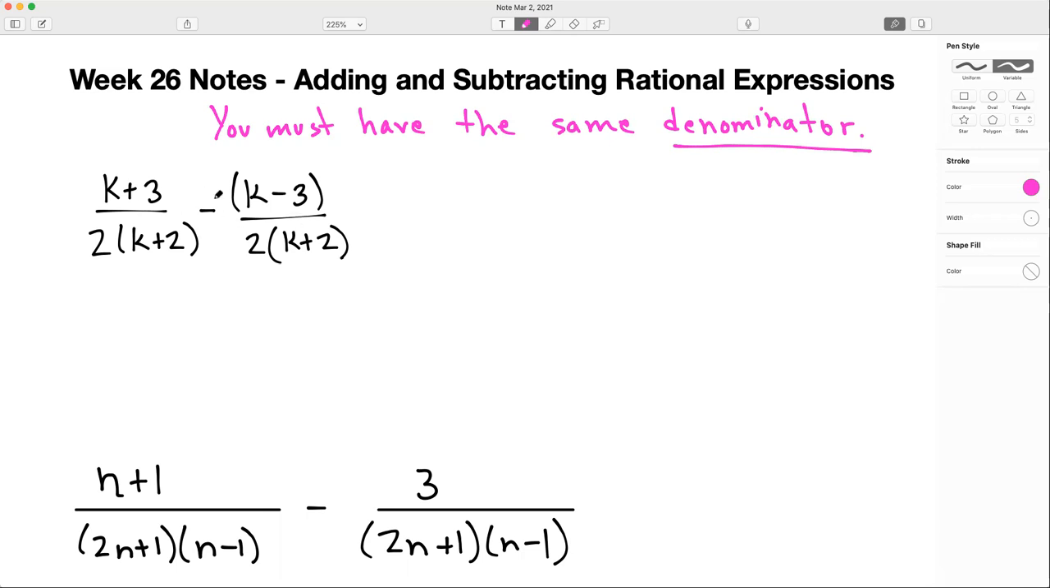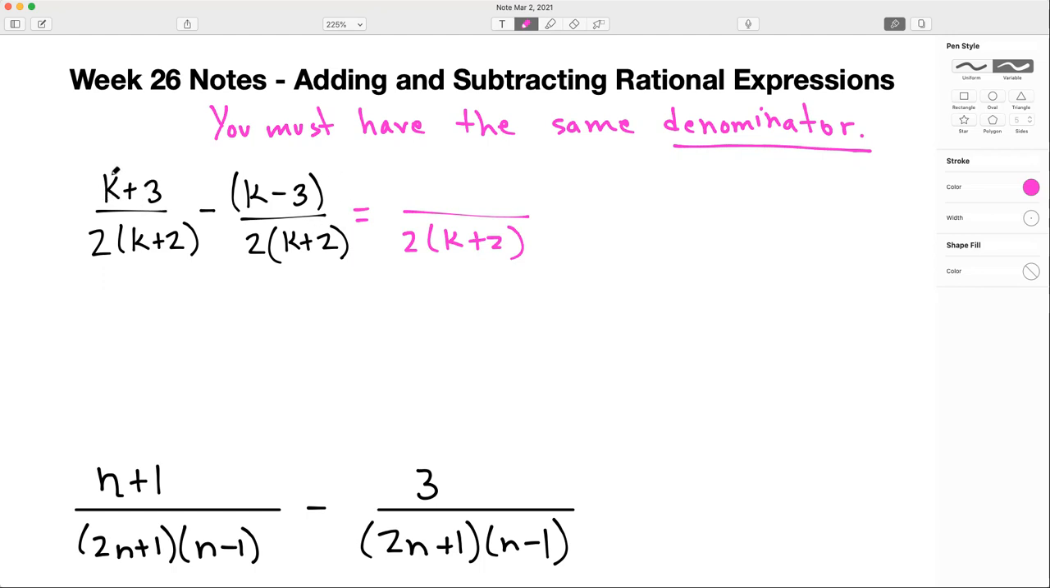Now, if you're looking at this first example, which I want you to copy down, you'll notice that the denominators are the same for both of these fractions. Well, that's great. That means we can subtract them. So let's do just that. We've got 2 times k plus 2 in the denominator, so we'll keep that right there. And then in the numerator, we have a k plus 3 minus a k minus 3.